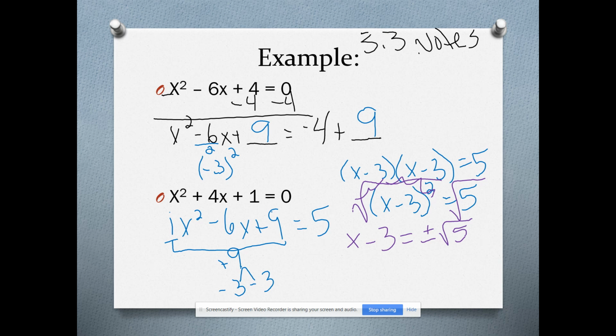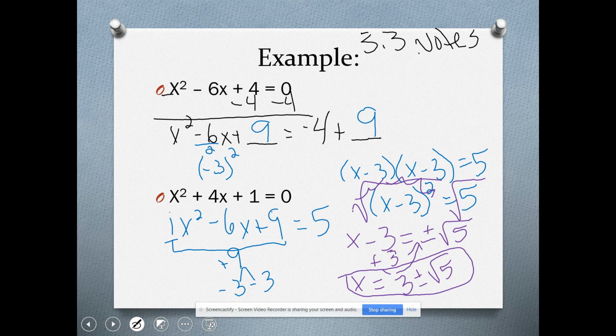My last step will be to add 3 to the other side. And remember, we're usually sliding it in there in between the equal sign and the plus minus, so there's no confusion as to whether or not the 3 is supposed to be inside or outside of our radical. And so this 3 plus or minus square root of 5 is our solution, root 0 x-intercepts.